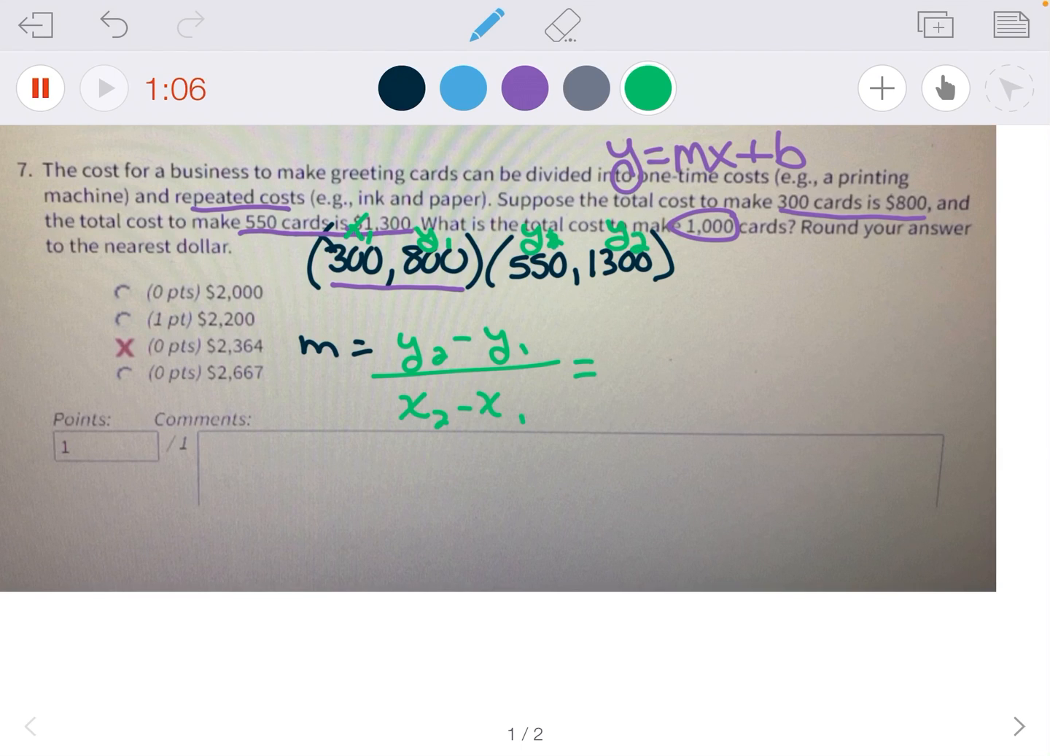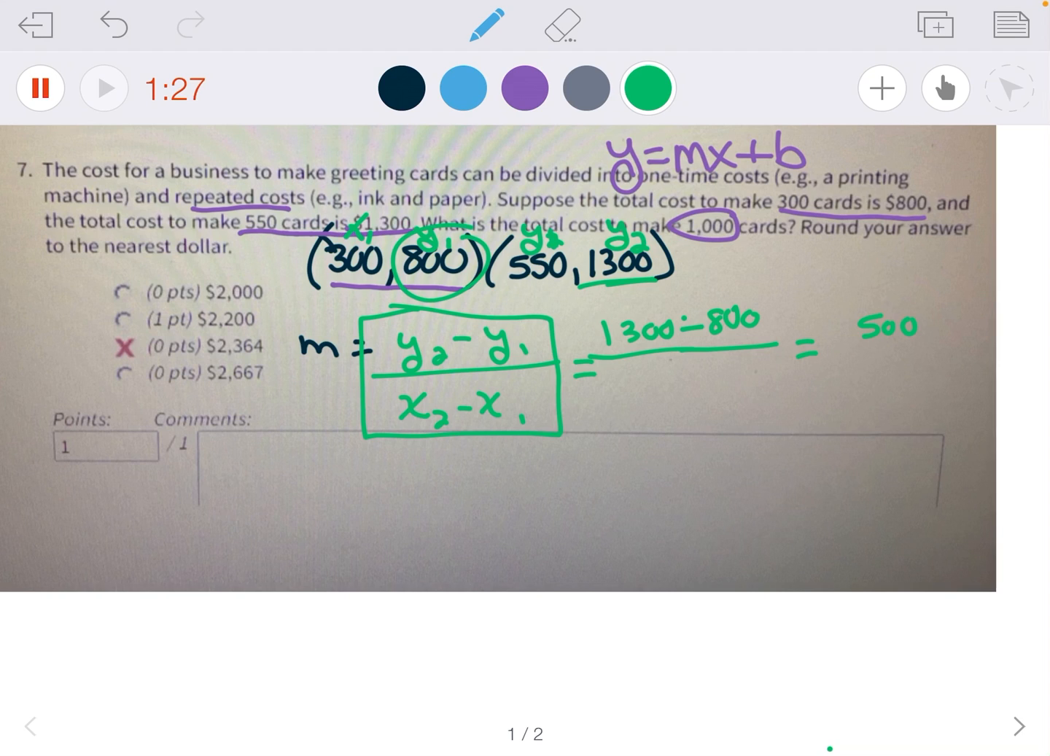Then you fill in, because this is the formula for slope, Y2 minus Y1. So Y2 is 1,300, and we did this together. We're going to subtract our Y1 of 800, and that gives us our 500. Then we're going to take our X2.